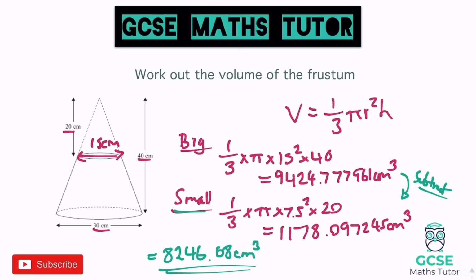Just be careful what the question asks for. Obviously if it said 1 decimal place, it would be 0.7. It might even just say 4 or 3 significant figures, in which case you just have to make sure you round it how the question's asked. But there you go, that's using the volume of a cone formula on a frustum, which is a little bit more interesting than just doing a normal cone.